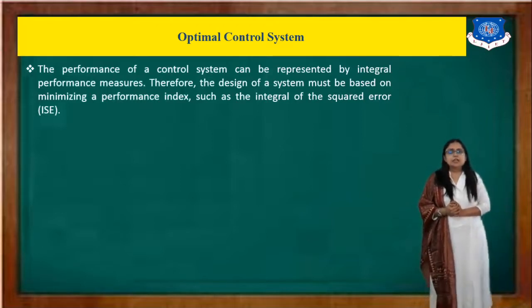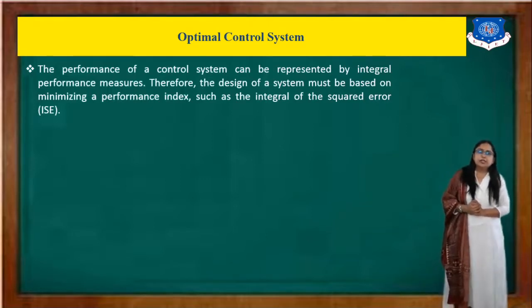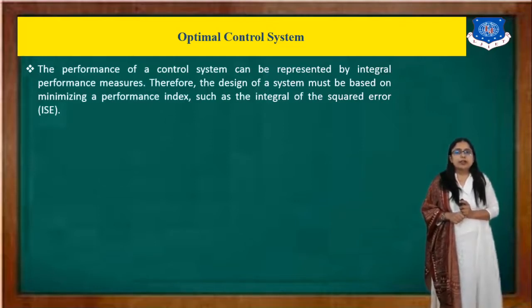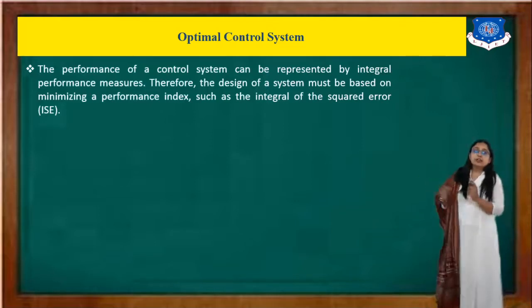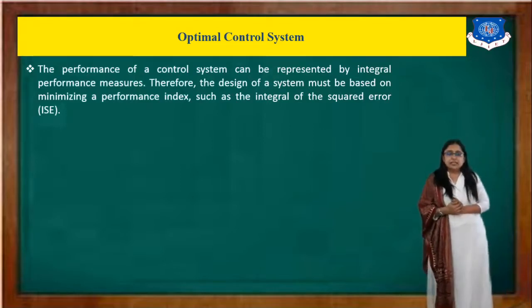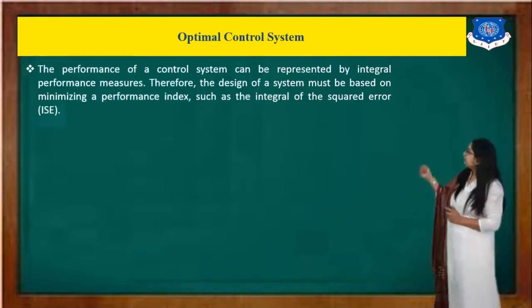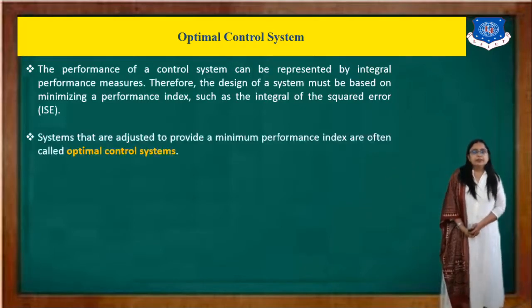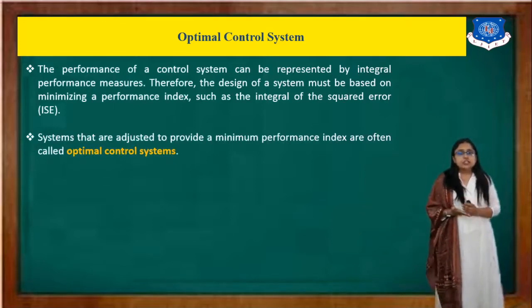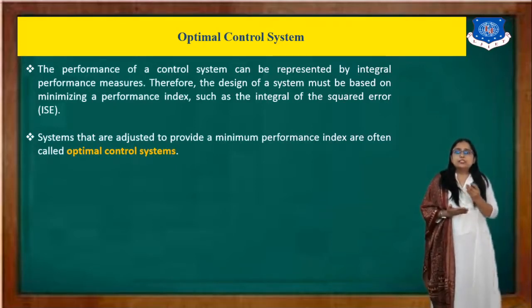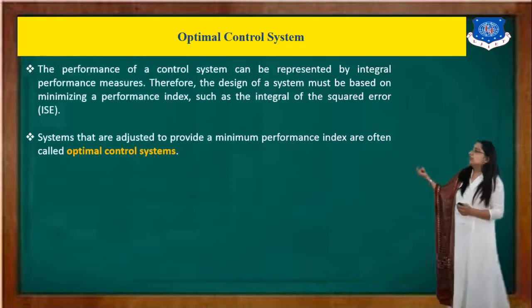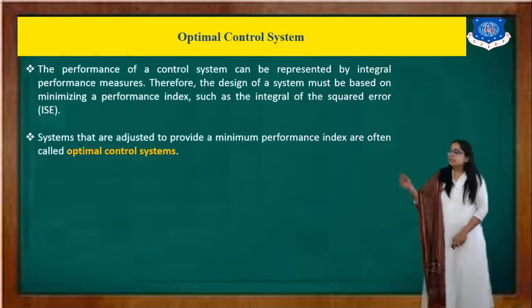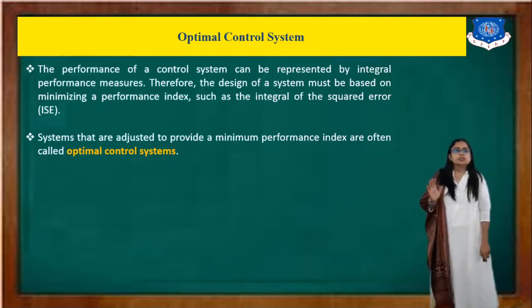And therefore, the design of the system must be based on minimizing a performance index, such as the integral of square error, that is ISE. Whenever we want to measure the performance of any system, we can measure it with the help of the ISE, that is, the integral of the square error. Now the systems that are adjusted to provide the minimum performance index are often called optimal control systems. This is the definition of an optimal control system.